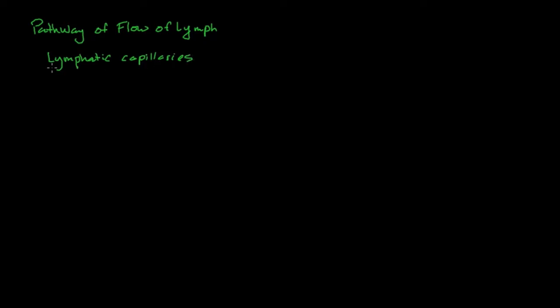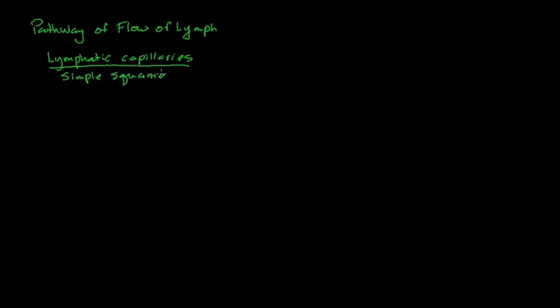Before we talk about how the lymphatic system recycles lymph, we're going to talk about the pathway that this fluid takes in order to get back to the cardiovascular system. So we're going to look at the pathway of flow of lymph. Okay. So the first thing that has to happen is lymph has to enter the tiniest structures of the lymphatic system called lymphatic capillaries. And lymphatic capillaries are made up of simple squamous epithelial tissue.